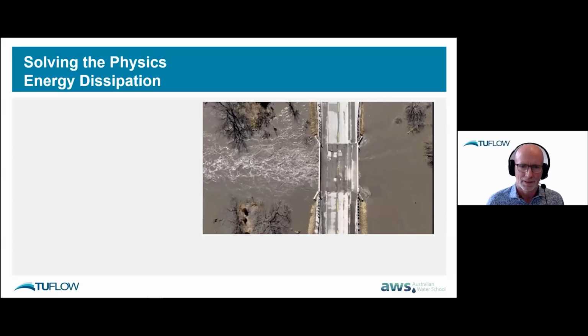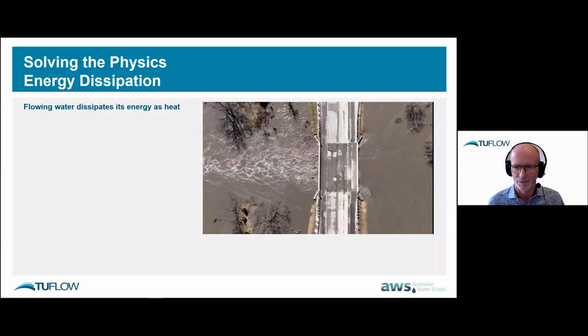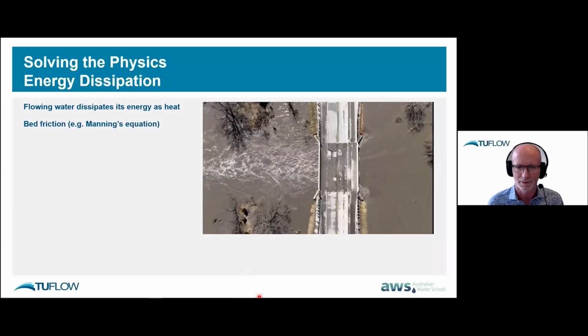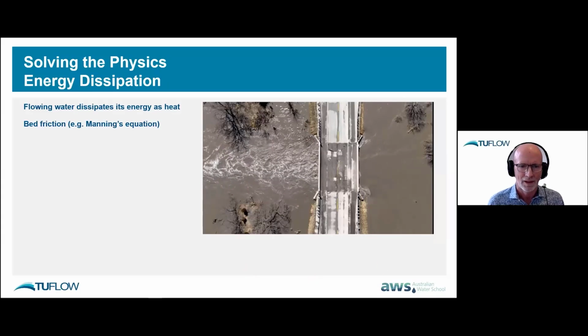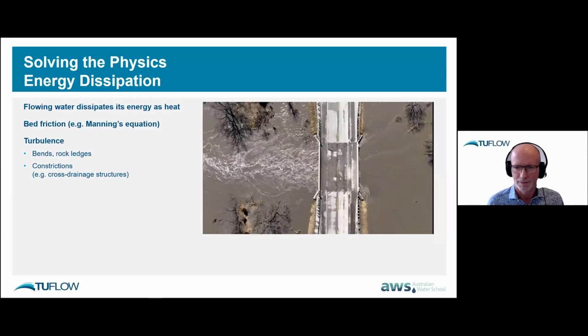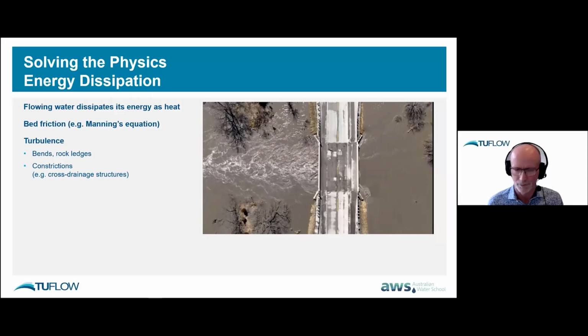So when you're talking about energy dissipation, basically as water moves down, it doesn't really like being told to change direction or to expand. And so it tends to lose its energy as heat when that happens. And you can see in that diagram there. And that can be through bed friction. Manning's equation is the most common form to represent that. And turbulence. So that's where the water is shearing against itself or big eddies are forming and so forth.